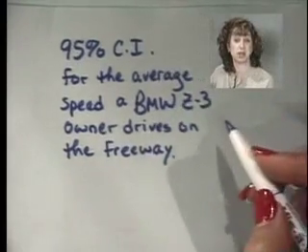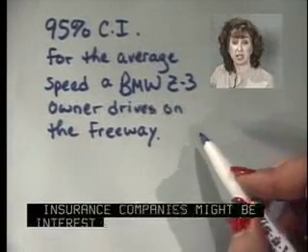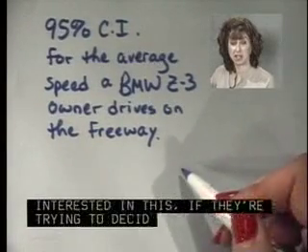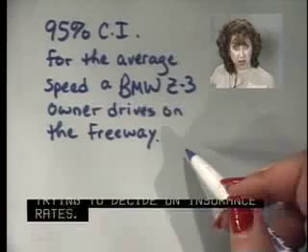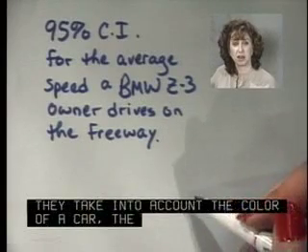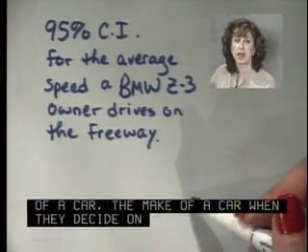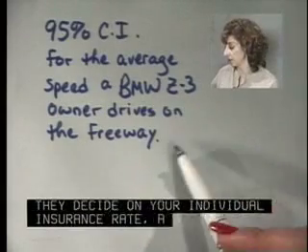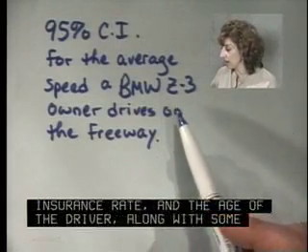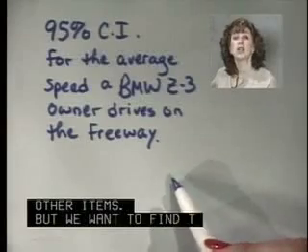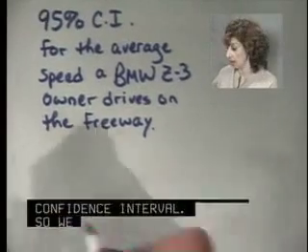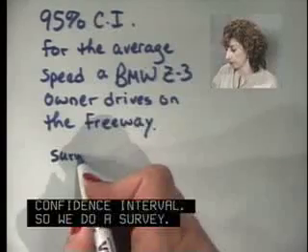Insurance companies might be interested in this. If they're trying to decide on insurance rates, they take into account the color of a car, the make of a car, and the age of the driver, along with some other items when they decide on your individual insurance rate. But we want to find the 95% confidence interval. So we do a survey, and here's our survey results.